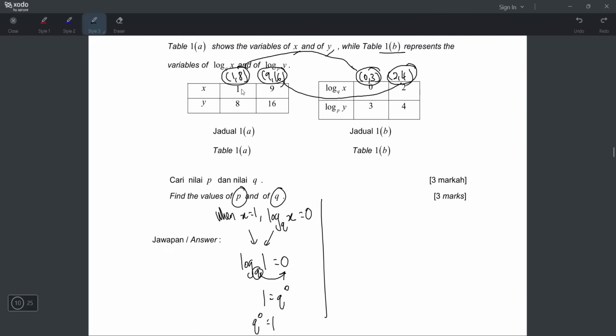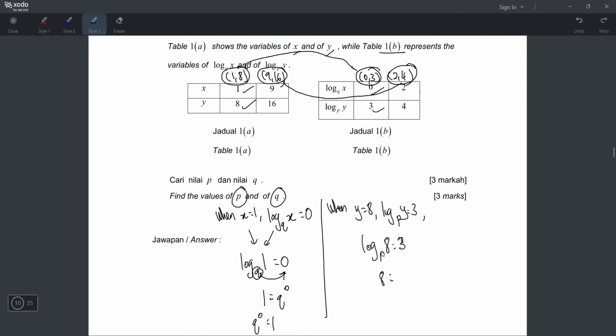So just now I used this one and this one. So why don't I take 8 and 3 and try to do it. So when y equals 8, my log 8 base p will be 3. Yeah, because they say log y base p equals 3, right? And that means log base p of 8 equals 3, and you can actually find your p.